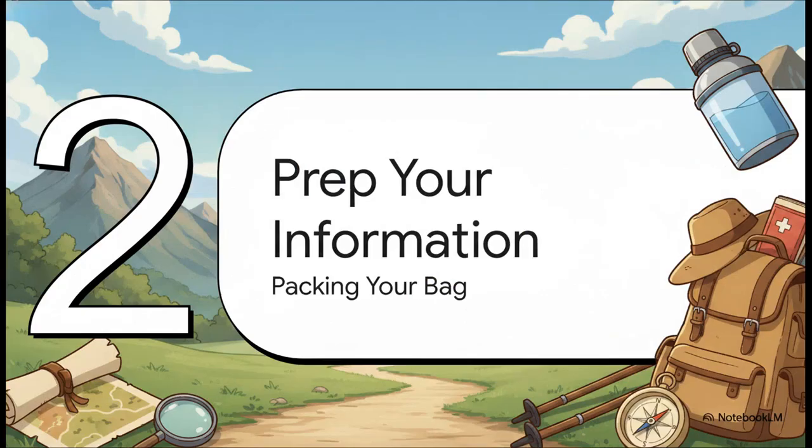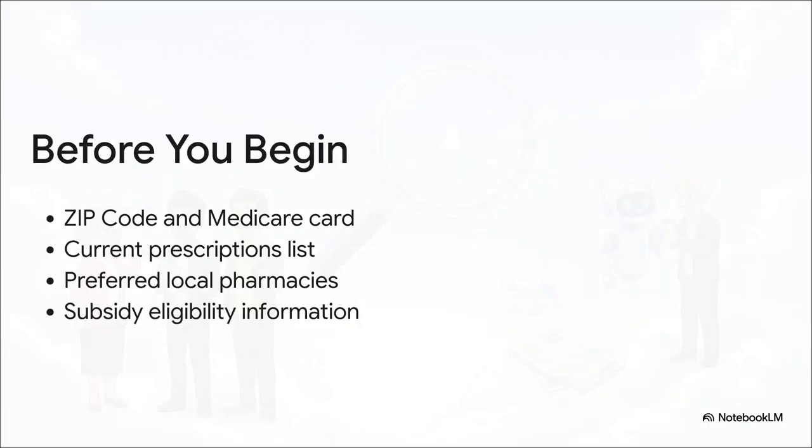Moving on to Section 2, preparing your information, packing your bag. You can think of this preparation phase a lot like packing your gear before a big trek. I mean, you wouldn't hike without a map and water, right? To get the absolute most accurate cost estimates possible, you need to gather a few crucial items before you even open your web browser. First up, your zip code.